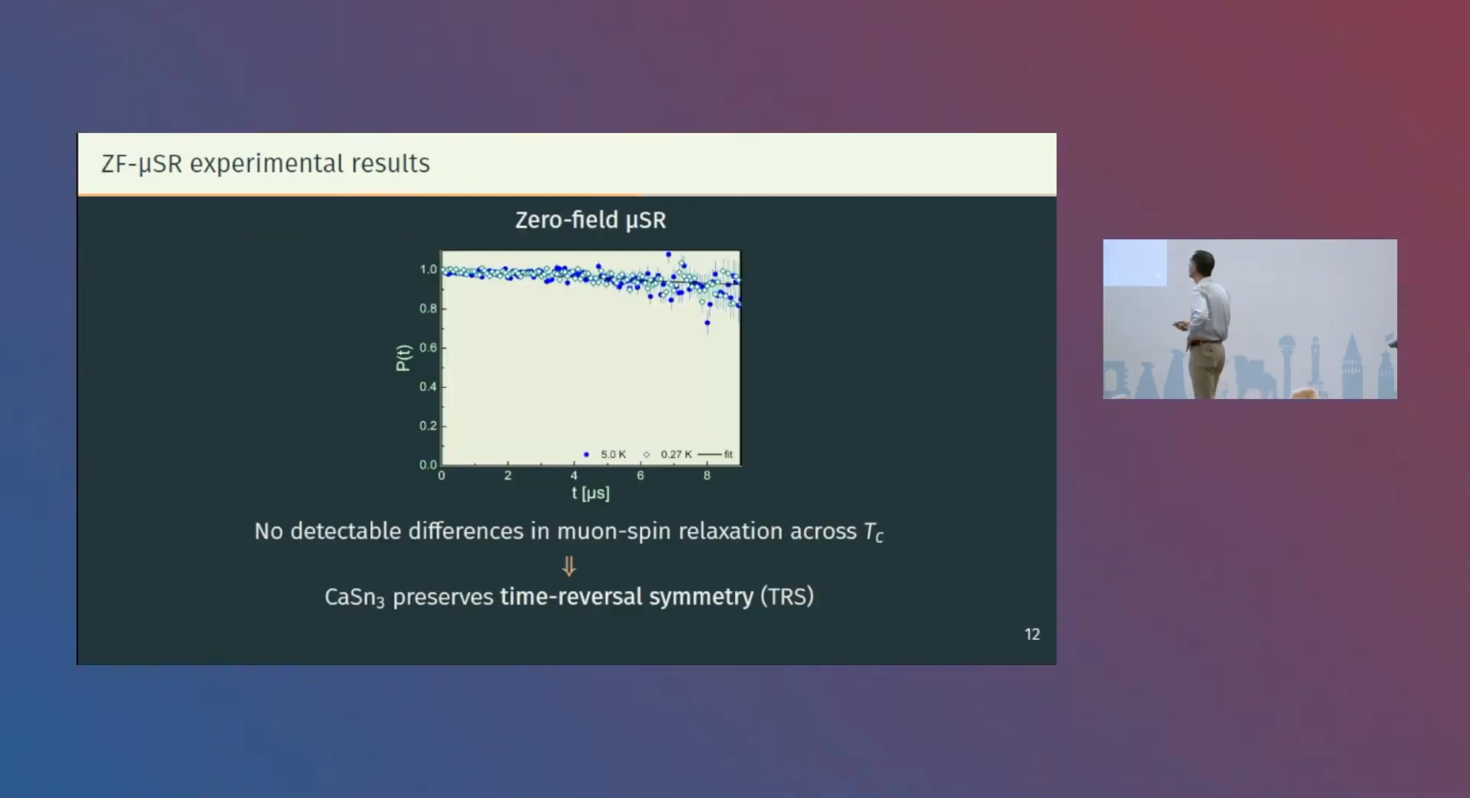Now, let's go further. This is a very important one for the theory. When we do zero field mu-SR, we expect nothing to happen. And in fact, nothing happens. But if there were some development of ferromagnetic order, which is a signature of time reversal symmetry breaking, these two curves would differ. These are above and below Tc. But as you see, nothing changes. Therefore, we conclude from this experiment, which is a null result experiment but still very important, that the absence of differences tells us that this material preserves time reversal symmetry. I will show you that this is very important later on.